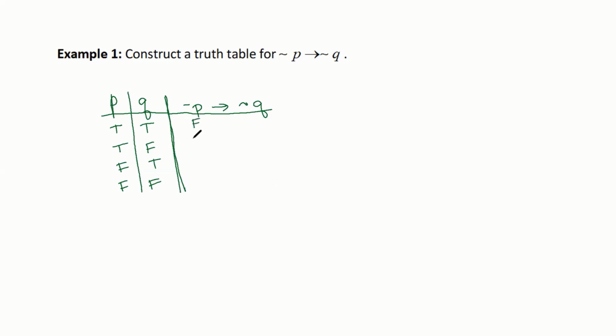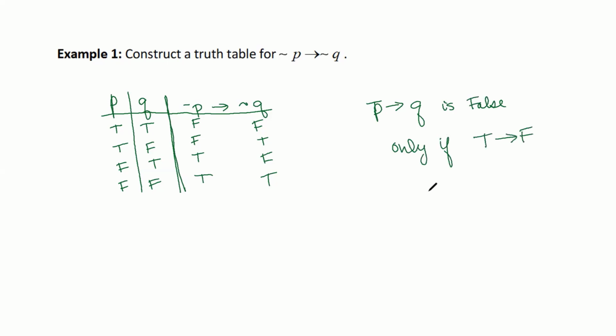So false, false, true, true, the opposite of P. The opposite of Q: false, true, false, true. So next we just have the one operation, and we remember how the if-then statement works. We know P implies Q is false only if true implies false.